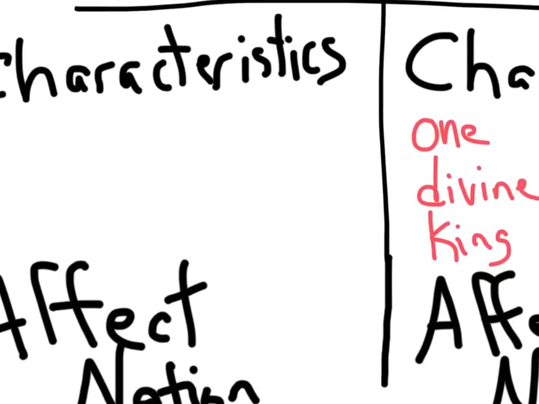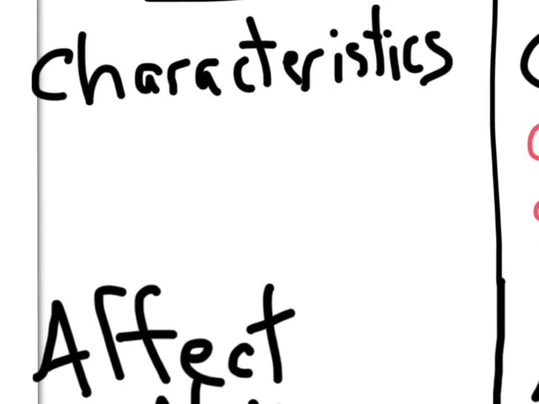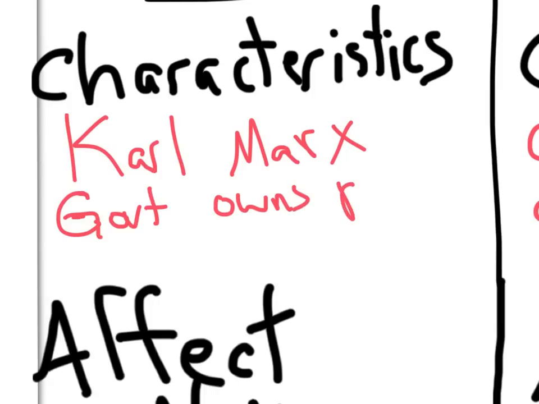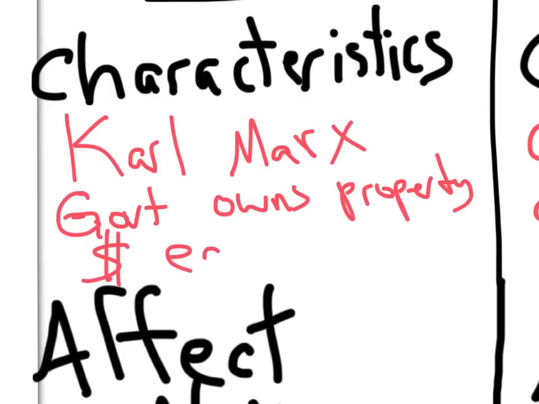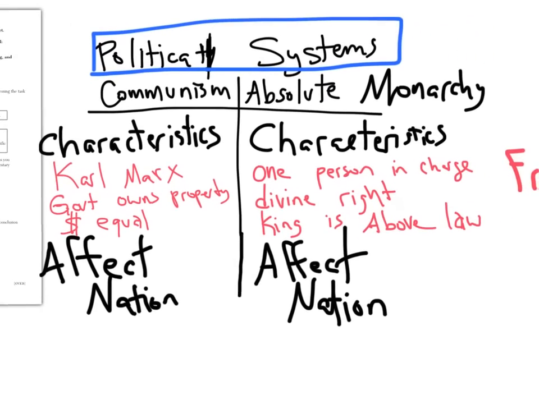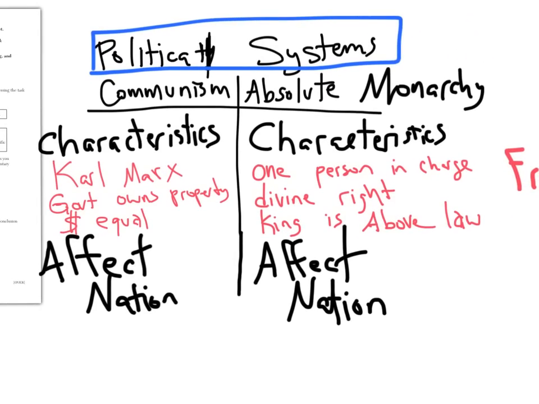Let's talk about characteristics of communism. We know that this idea of communism was developed by Karl Marx. We know that government owns property. We also know that there's this redistribution of wealth, or everyone is financially equal, right? There's this equality with everybody in society.